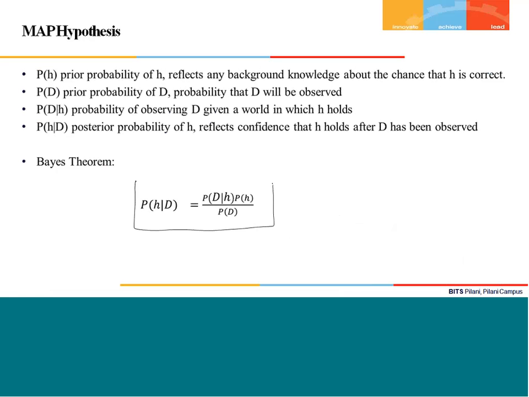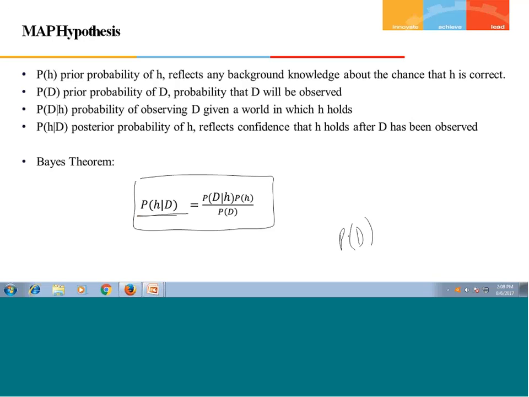In this equation, you can see the probability of data is inversely proportional to the posterior probability. It means the more you have.